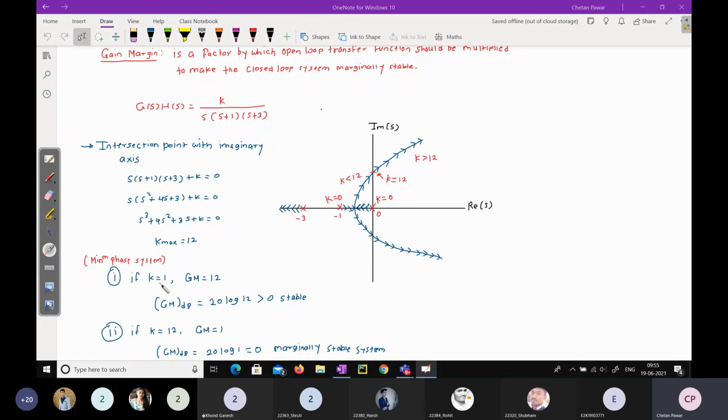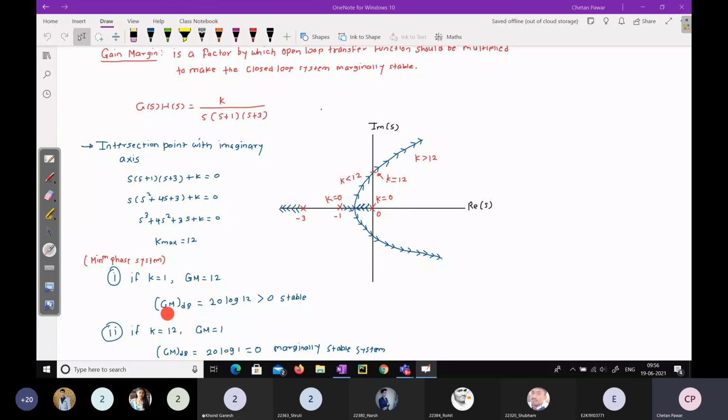Now the current value of k is equal to 1. So I need to multiply this k by 12, right? So k will become 12. Here that multiplication factor is 12, so the gain margin is 12. So what is the gain margin? It is the factor by which the open loop transfer function should be multiplied to make the closed loop system marginally stable. If you multiply k by 12 when k is equal to 1, the system will become marginally stable. So the gain margin will be 12.